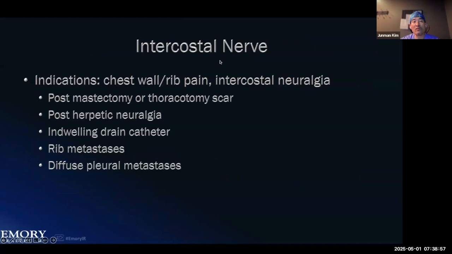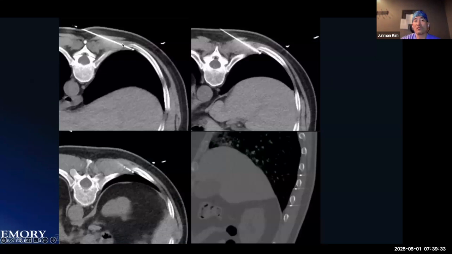Now, moving on to intercostal nerve: chest wall, rib pain, intercostal neuralgia for some other reason, post-mastectomy, thoracotomy, herpetic neuralgia, an indwelling drain catheter giving you terrible pain through the intercostal space, sometimes rib mets, diffuse pleural mets. If it's especially local, if there is a subpleural mass causing intercostal pain, it is also tried and it was helpful. So this is how we typically target.